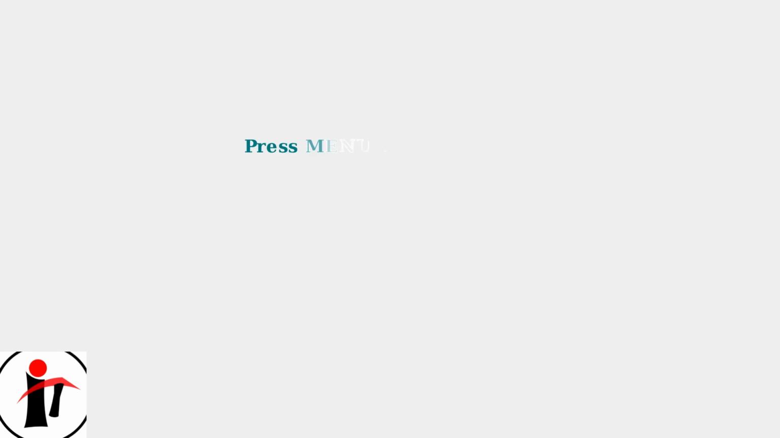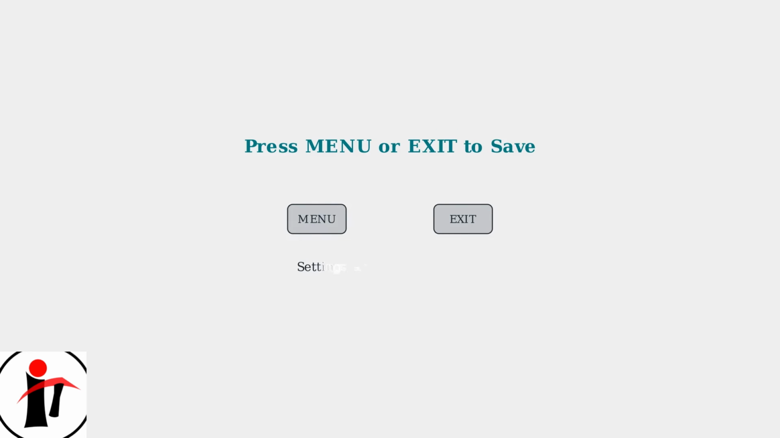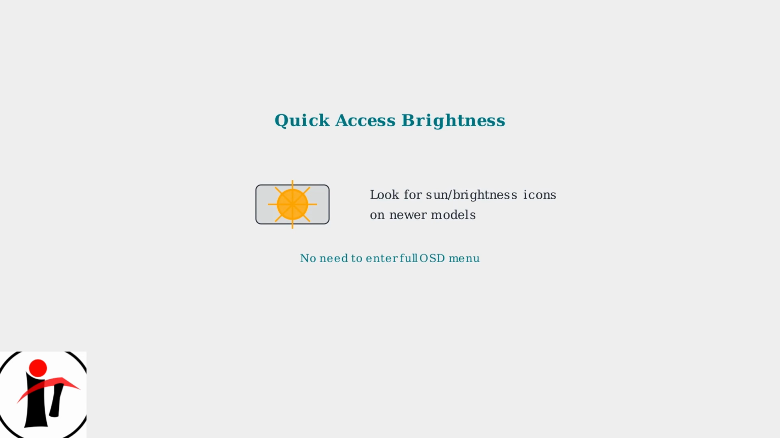After setting your desired brightness level, press the menu or exit button to save your changes and close the OSD menu. Your new brightness setting will be automatically saved. Some newer Sceptre models feature dedicated brightness buttons with sun or brightness icons. These allow quick adjustments without entering the full OSD menu.